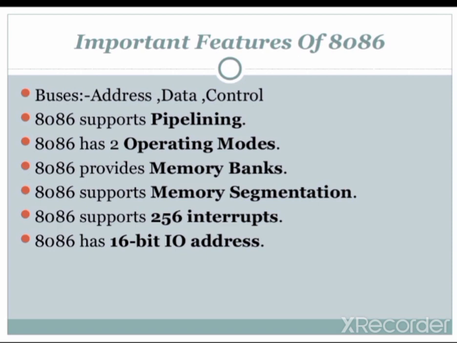or making internal operations. Then 8086 supports pipelining, means it can execute a number of tasks at a time. So this is called pipelining. Then it has two operating modes, that is minimum mode and maximum mode. According to those modes, it will do the operations according to speed.